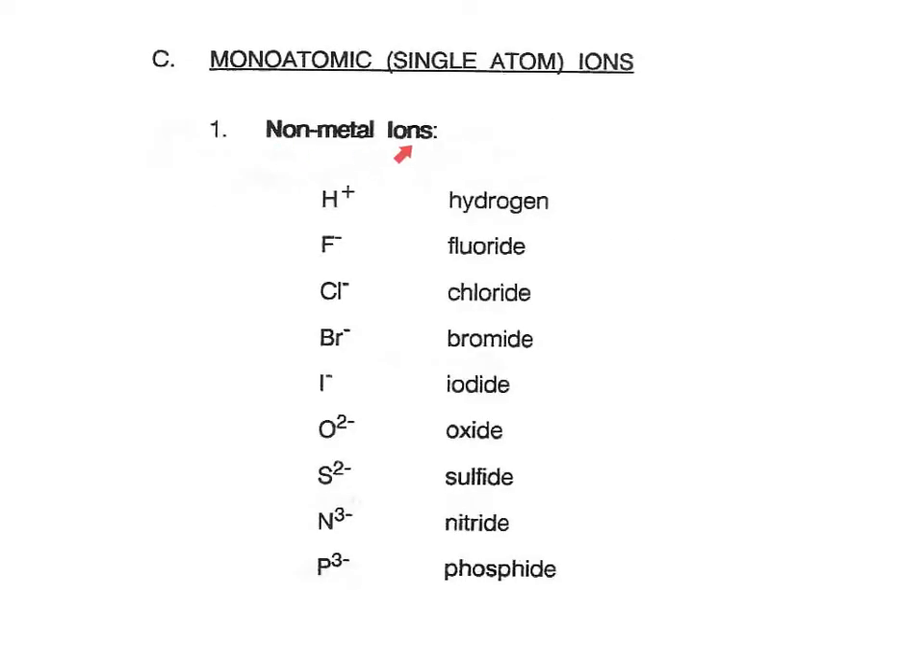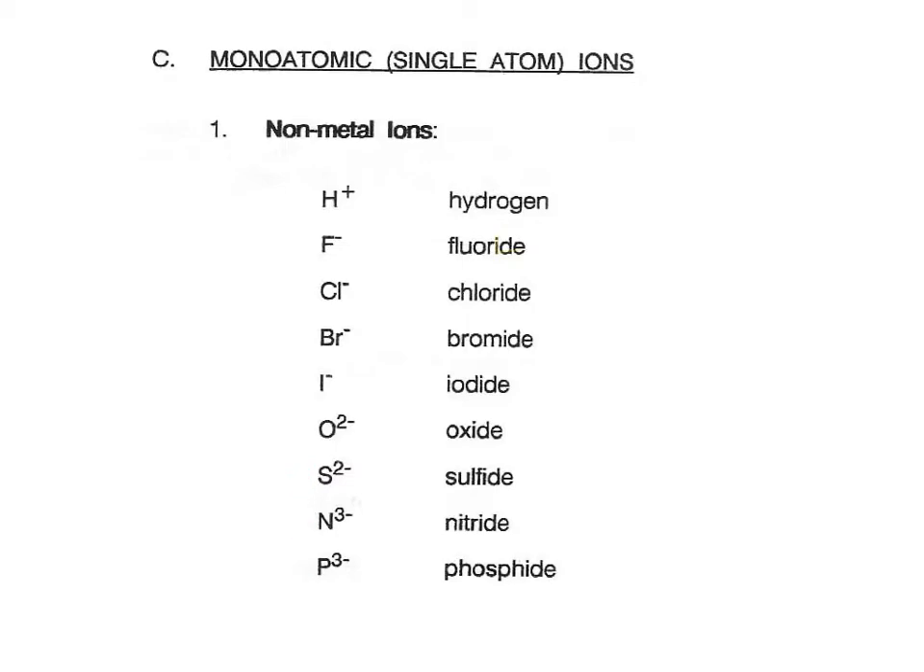So we're going to start with the nonmetals. Our nonmetal ions are hydrogen. Remember, it is a nonmetal. It's going to have a positive 1 charge. Its name just stays hydrogen. The rest of them will be changing their name, and they're going to have a negative charge. They are fluoride, chloride, bromide, iodide, oxide, sulfide, nitride, and phosphide.